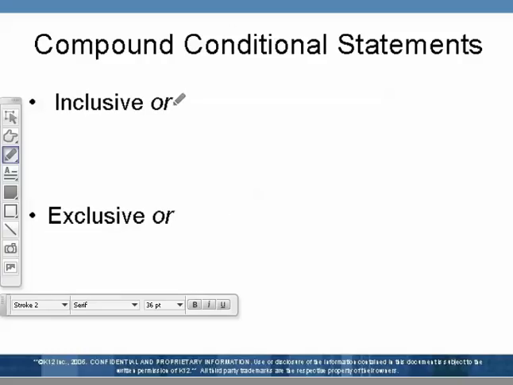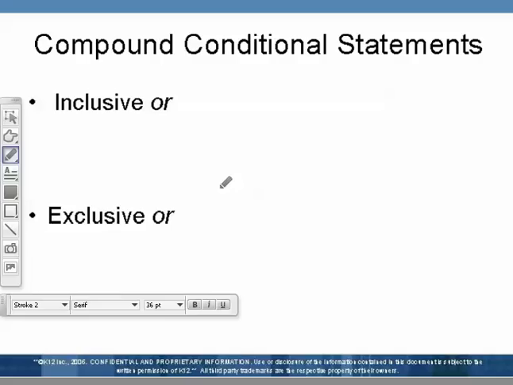So, inclusive or and exclusive or. Inclusive or means this one or that one. Exclusive or would not allow you to have both of them be true. Inclusive would include it. Exclusive would not. Okay? For example, I could ride the bus or I could take a taxi. I can't be in two places at once. I got to do one or the other. That would be an exclusive or.